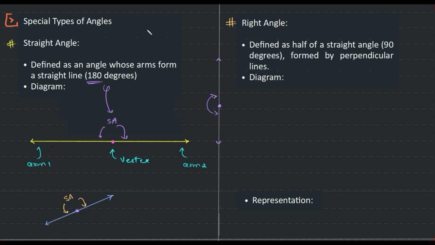Okay, so pictorially, if I draw any angle, say this is the first arm, this is the second arm. And if I happen to represent in this manner, this is a symbolic representation of right angle. Okay, it's as simple as that. That's our vertex. This is our arm 1 and that's our arm 2. So we can tell that arm 1 and arm 2 are perpendicular lines, they are perpendicular to each other.